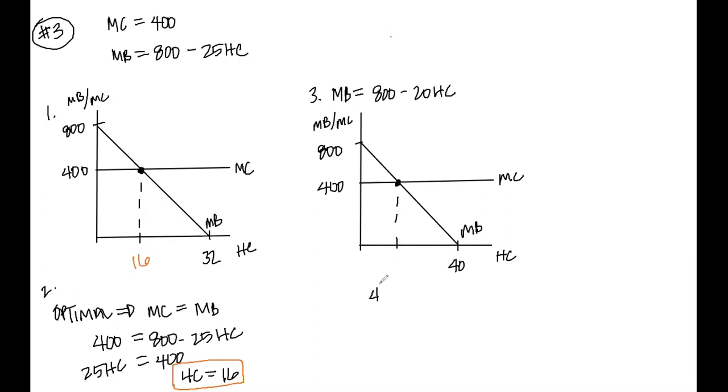So we now have 400 equals 800 minus 20 HC. So 20 HC on the left equals 400 on the right. So we can see that HC is now 20. And that was everything for number 3, so we just have one problem left.